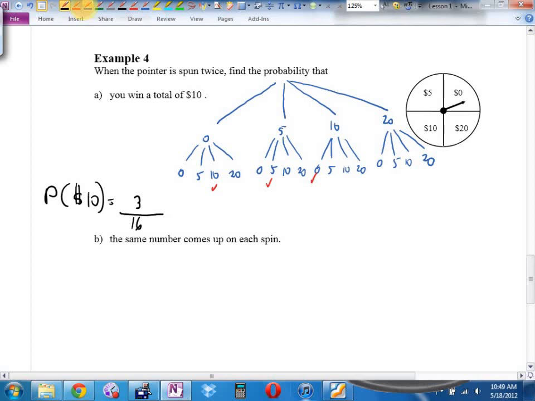B. Probability of same number. Doubles, I think we call that when we're playing a game, right? It's probability of the same number. Oh. How many? See it? I think there's 1 on each major branch, right? 0, 0, 5, 5, 10, 10, 20, 20. Which again, I know is 1/4. Who cares? I'm not going to reduce.